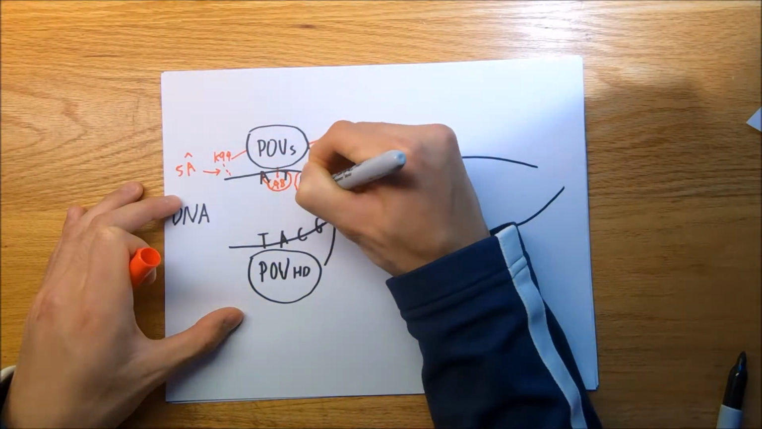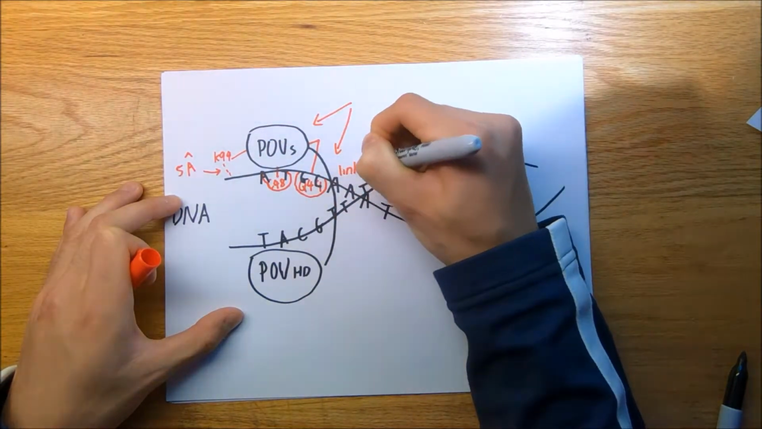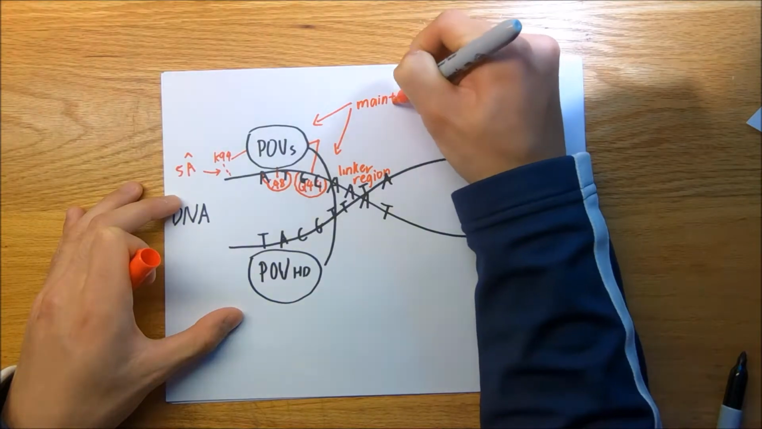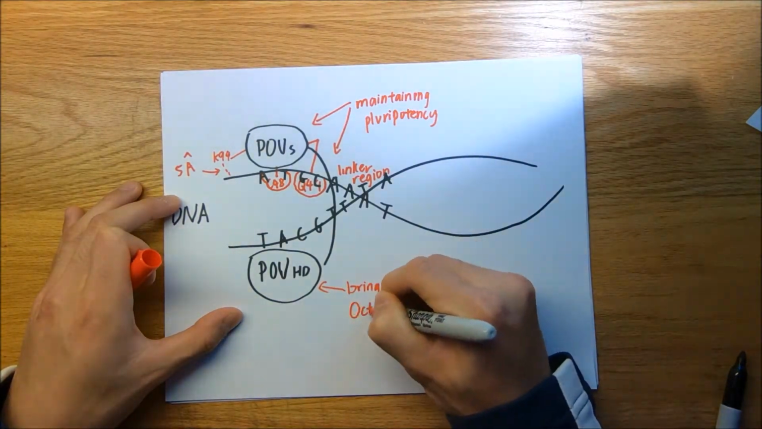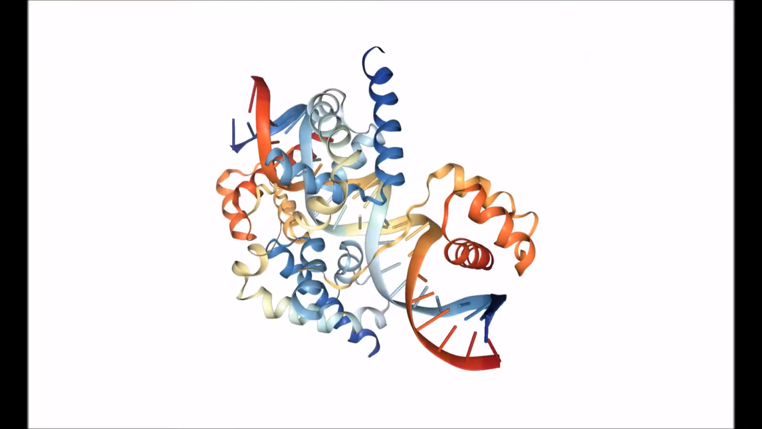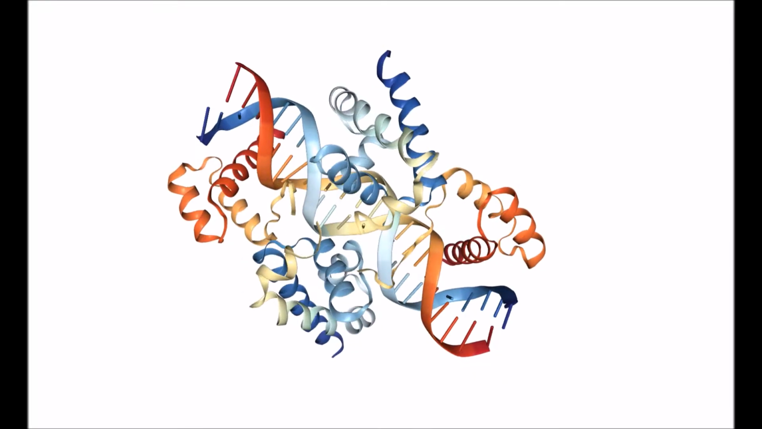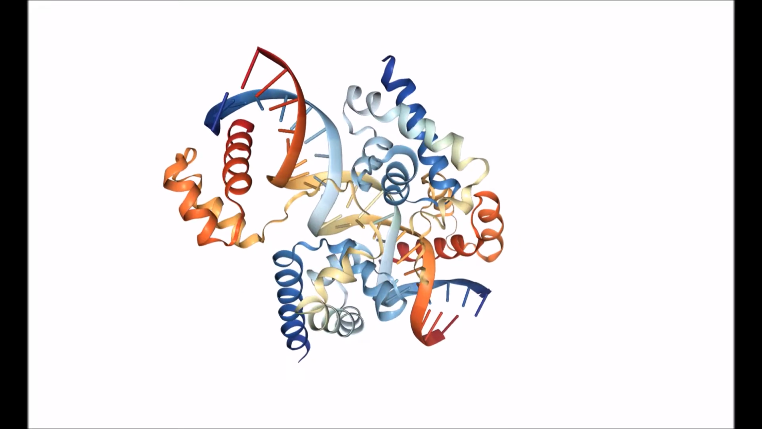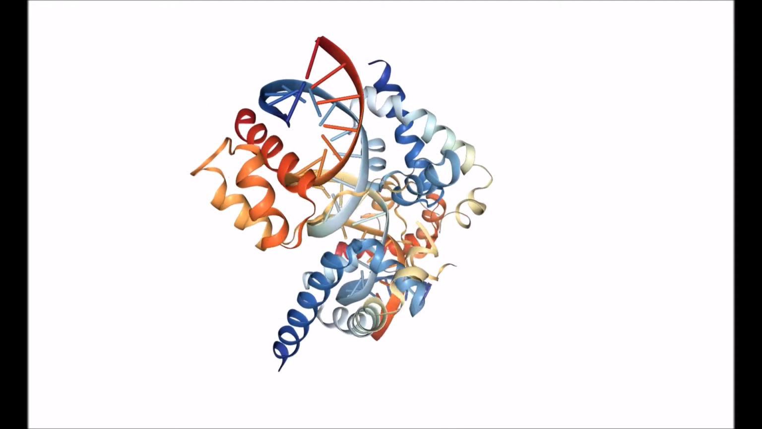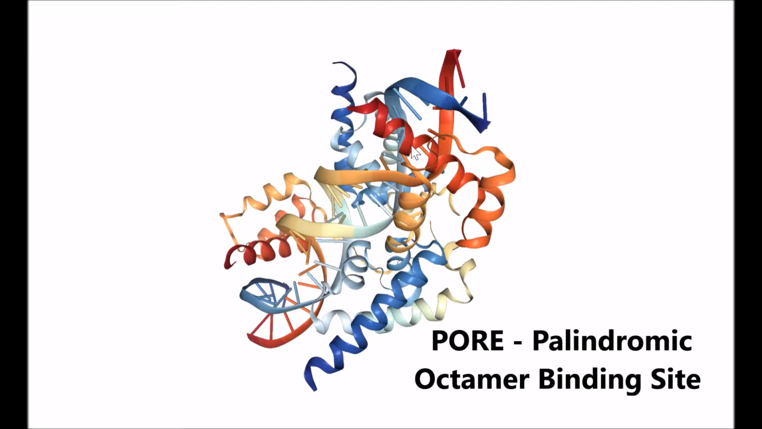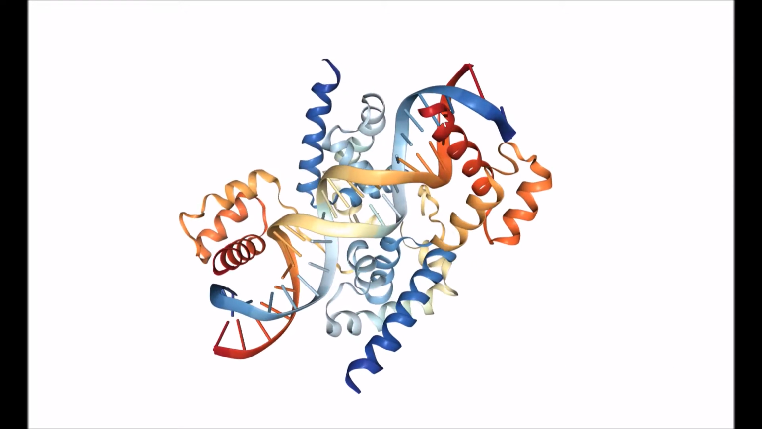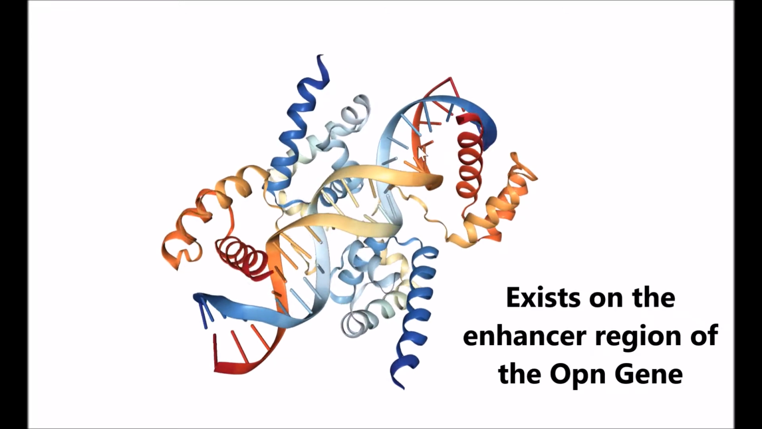The POUS domain and the linker region are important for maintaining pluripotency, while the POU-HD domain is specialized in bringing the OCT4 protein into the nucleus. In addition to binding to the octamer site of ATGCAAAT, the POU domains also bind to the palindromic octamer recognition element, also known as POR. POR exists on the enhancer of the OPN gene.